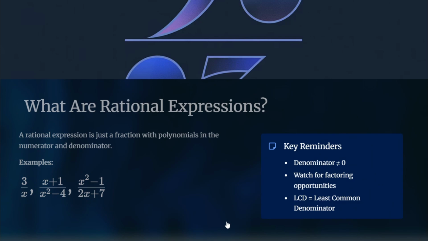Remember that whenever you have a rational expression, the denominator can never be 0, and you have to watch for factoring opportunities. And throughout this lesson, I'll be referring to LCD, and that stands for the least common denominator.